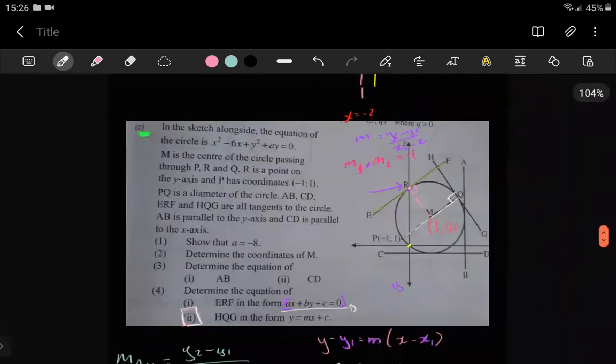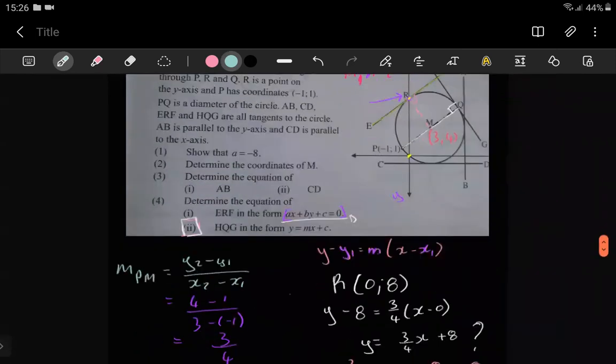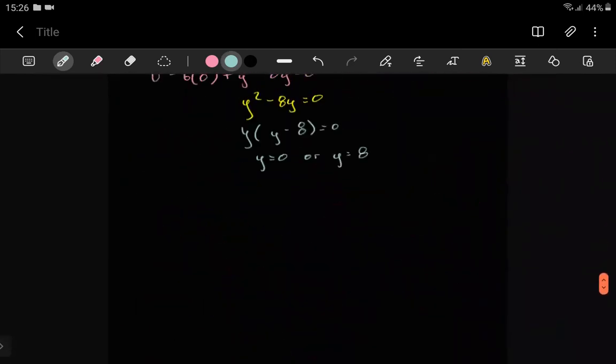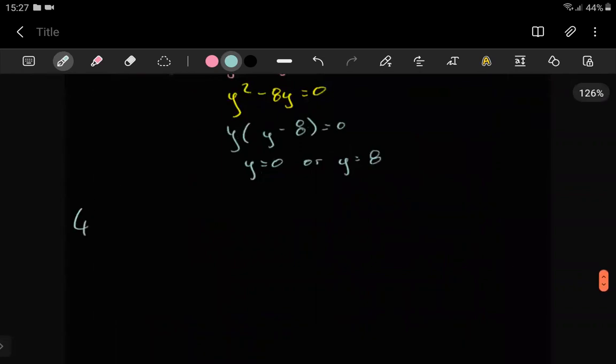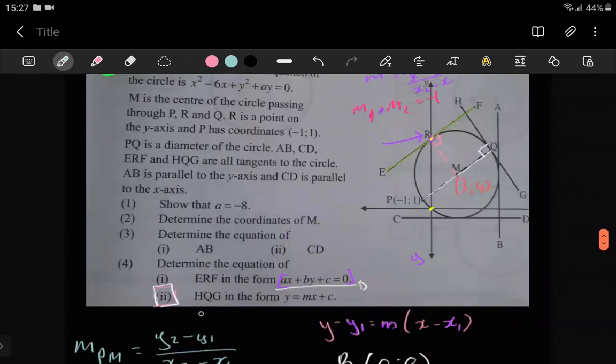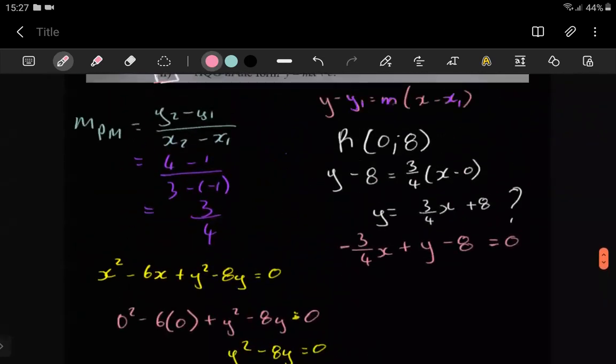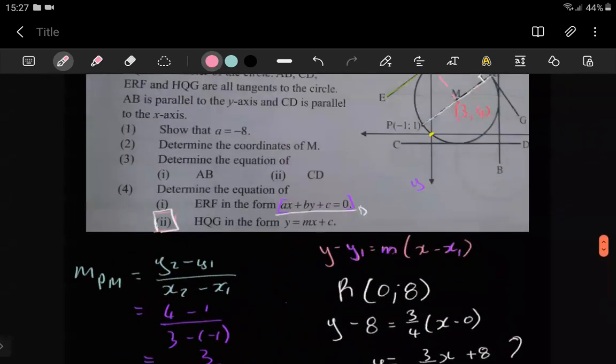So, let's see. HQG. Wait, no. Let's remove this. What do you have now? Yes, HQG in the form y = mx + c. So we said the gradient, we're going to get it from this formula here. Where is it? This one.